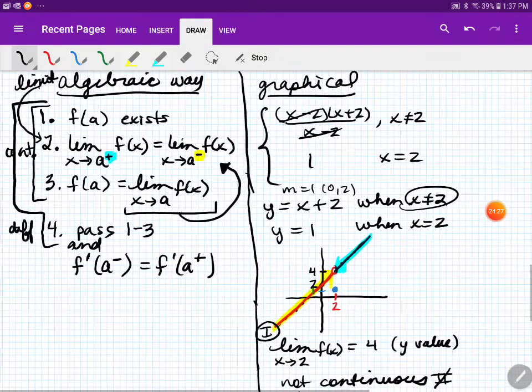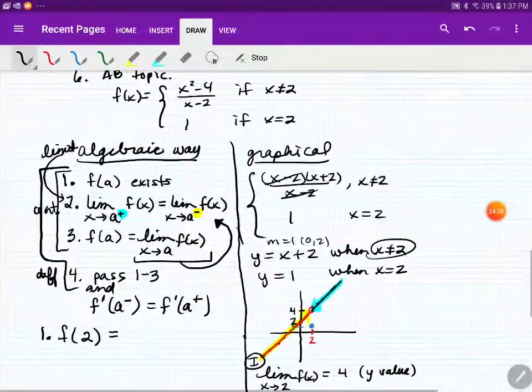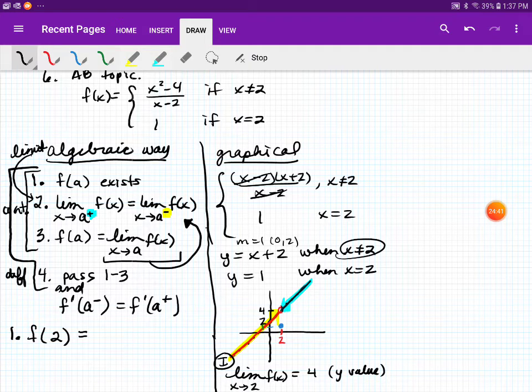Okay, so let's take a look at the equation they gave us. f of a, my potential spot where the problem might be, is 2. Now, according to the equation, if I zoom back into where the equation is, that is the bottom one. It says x equals 2, the y value is 1. So the answer is 1. That's where the closed dot is, basically.